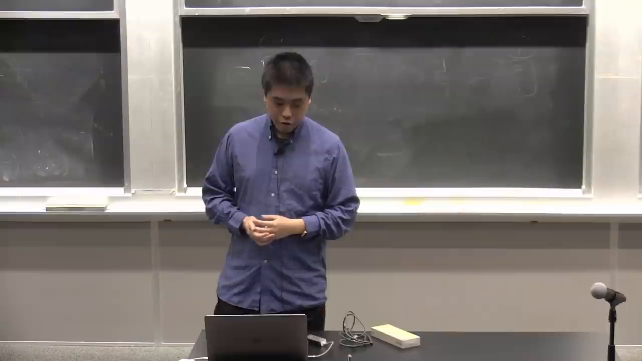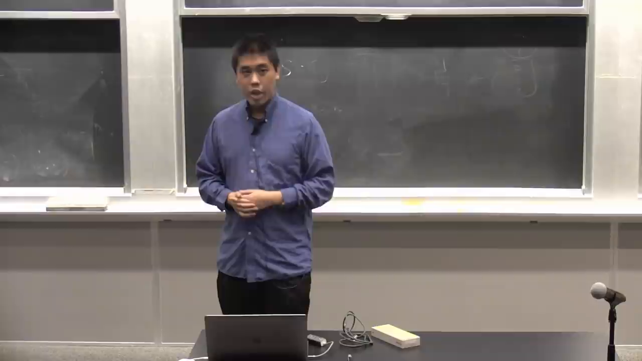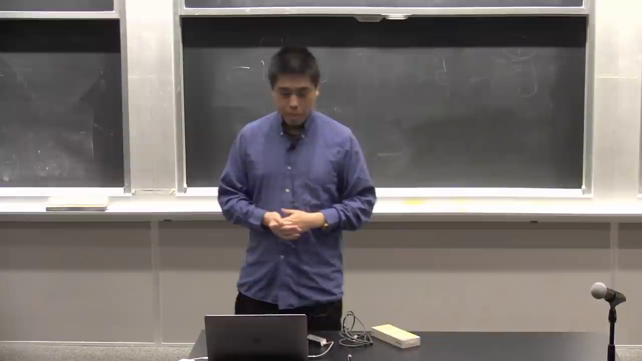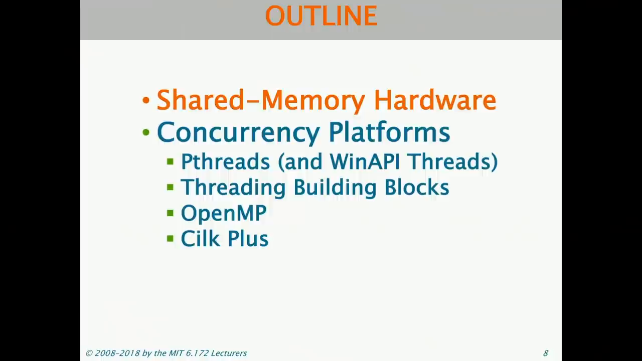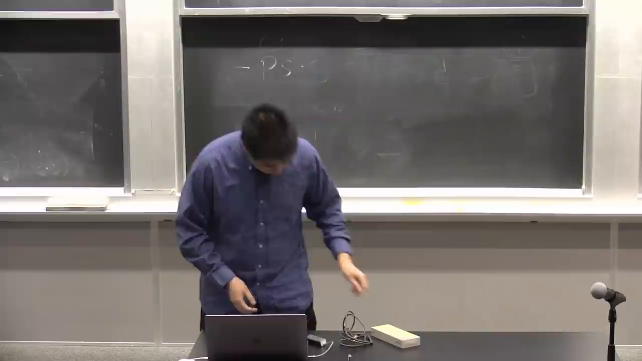We're gonna look at pthreads. This is basically a low-level API for accessing or for running your code in parallel. And if you program on Microsoft products, the Win API threads is pretty similar. Then there's Intel threading building blocks, which is a library solution to concurrency. And then there are two linguistic solutions that we'll be looking at, OpenMP and Cilk Plus. And Cilk Plus is actually the concurrency platform that we'll be using for most of this class.